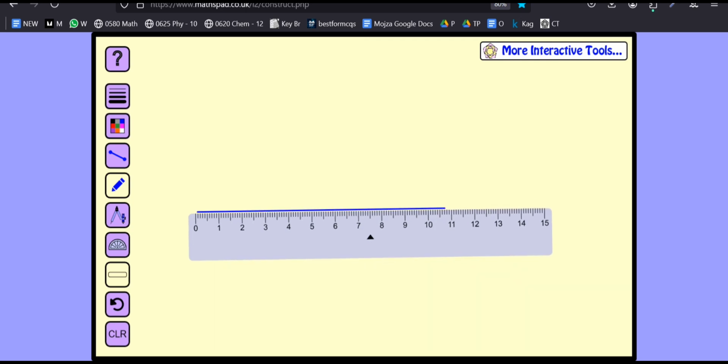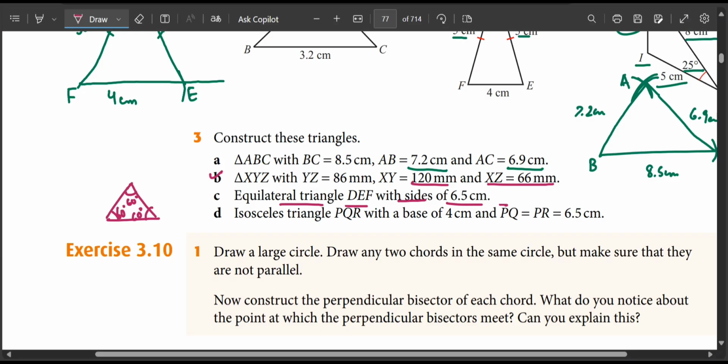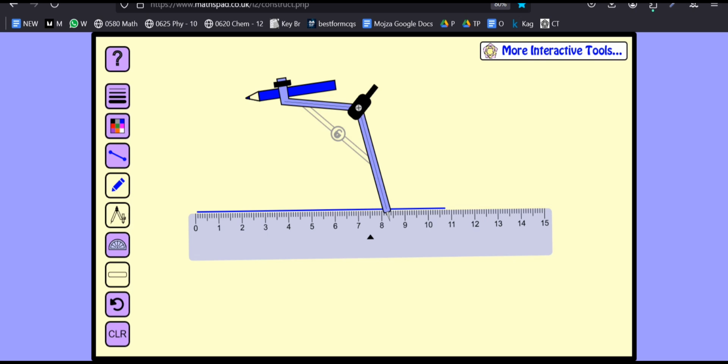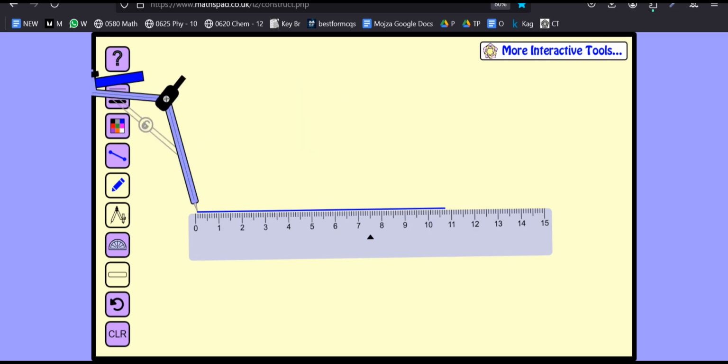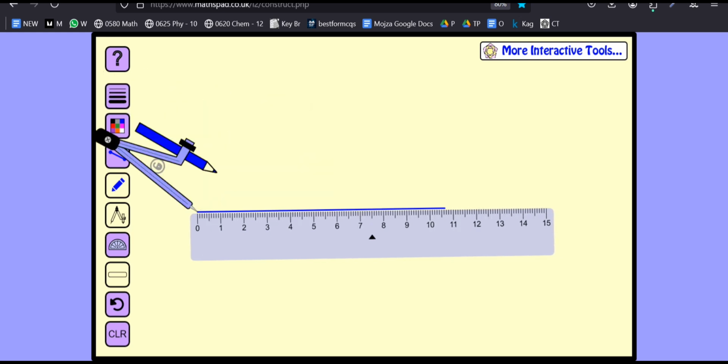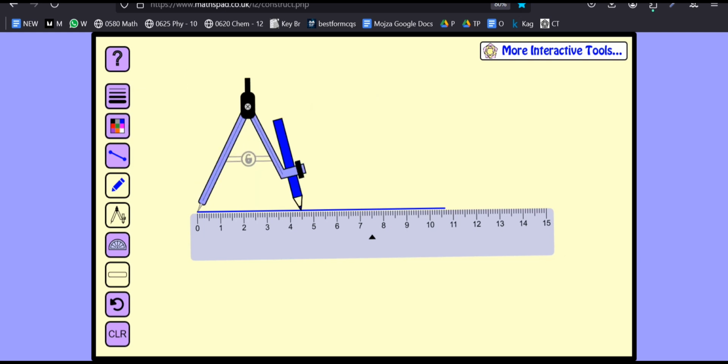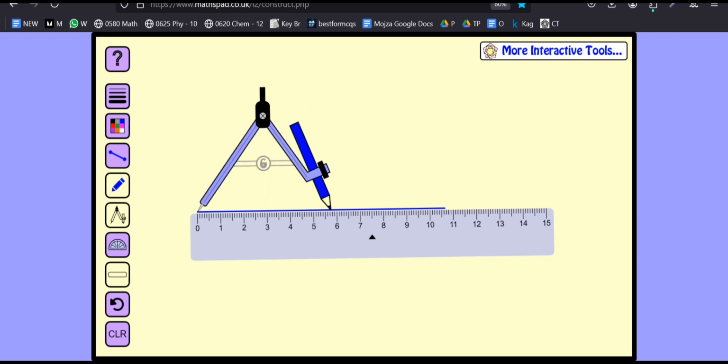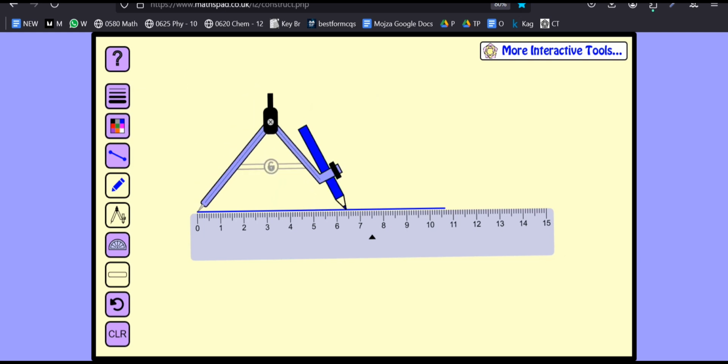So let's make a line. I don't know how long. Oh, did they mention any? Okay, all sides are supposed to be 6.5 centimeter. So bring our compass over here. And bring our pencil over here. And it should be 6.5 centimeter. Okay, we have made it.